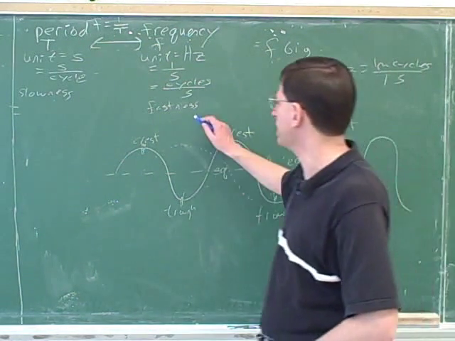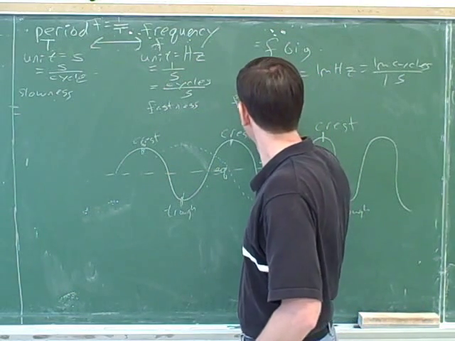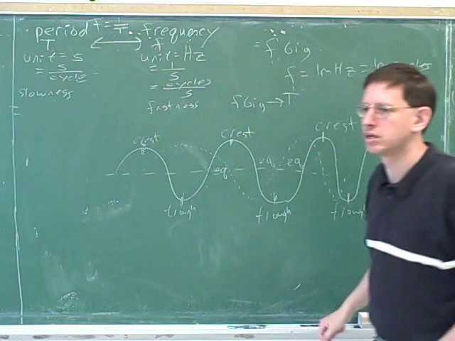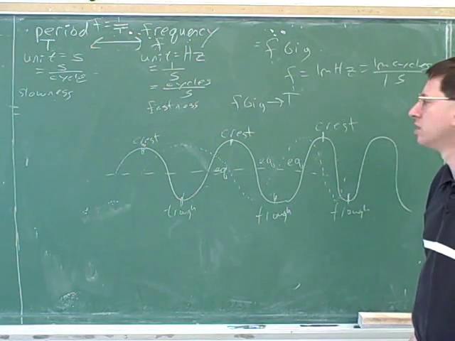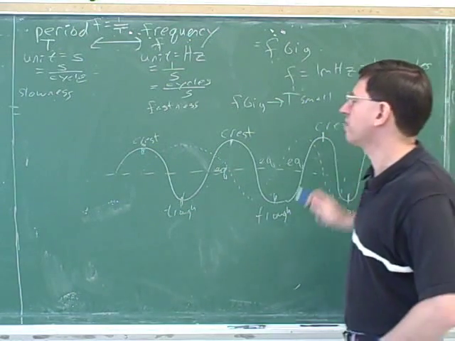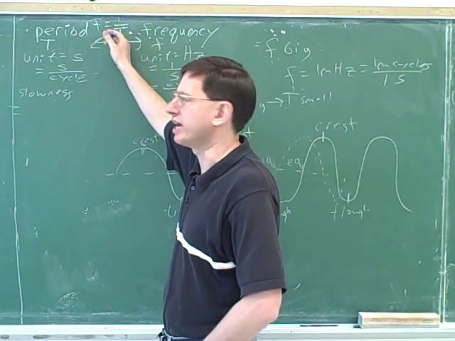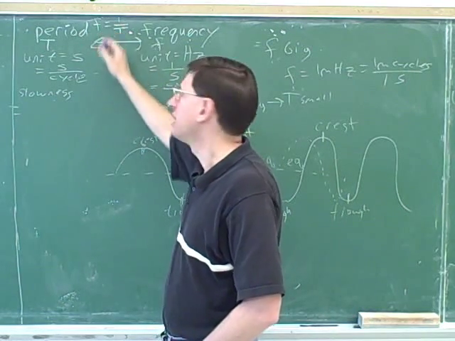So if the frequency is big, would the period be big or small? If the frequency is big, the period is small. First of all, we know that because they're measuring opposite things. But we can also see that from the equation, right? Because they're reciprocals of each other.